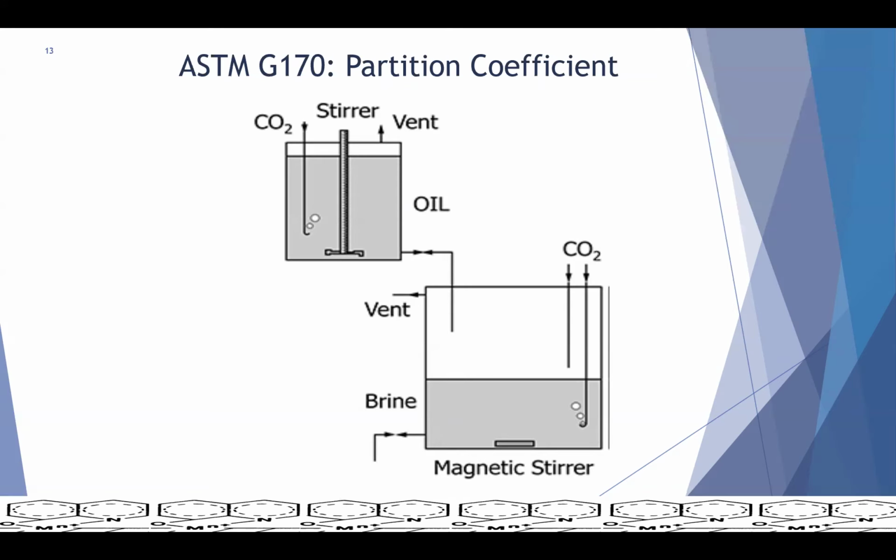We do have a standard guide, ASTM G170, that provides a guideline as to how to partition inhibitor from the oil phase into the water phase. Basically, we inject the inhibitor in the oil phase, shake it up with water phase, and drain the brine phase or water phase and conduct the corrosion testing. This is what ASTM G170 says, in which the oil phase is not present during the corrosion testing.